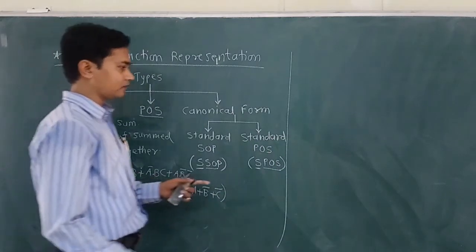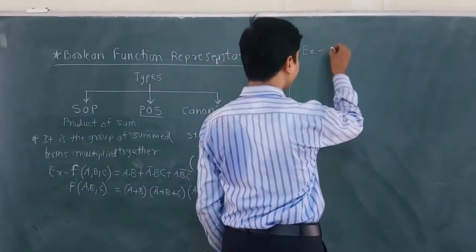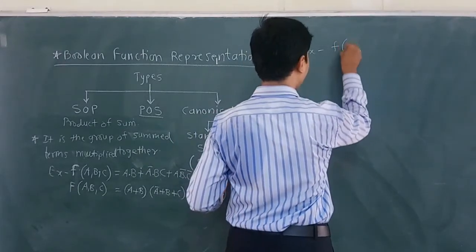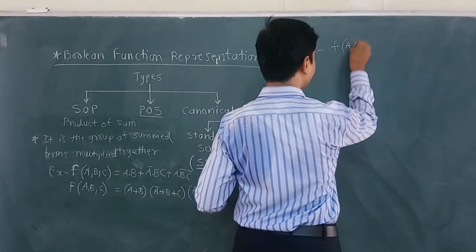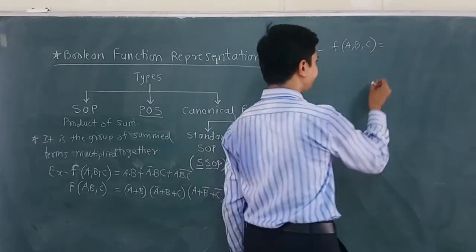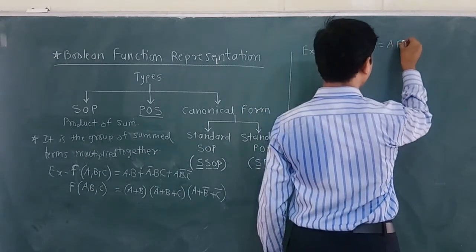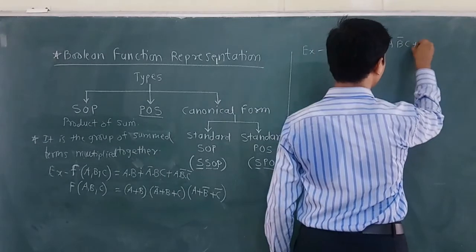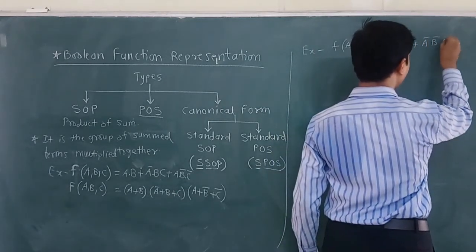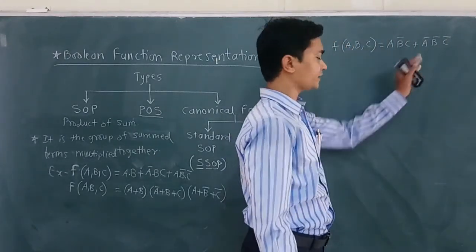Okay, so I will give you some examples. Example: for standard SOP form we use small f of A comma B comma C. How to write? A B bar C, A bar B bar C bar. Okay, now just look at this expression.